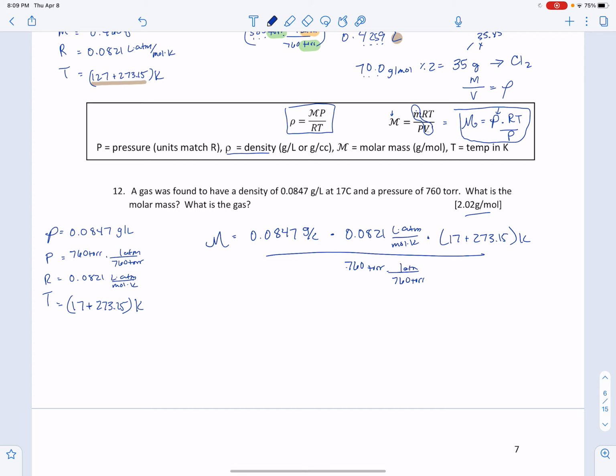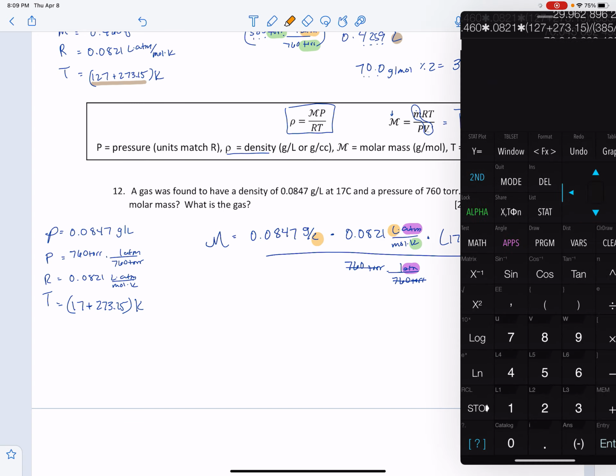And if you wanted to completely cancel those out, you can at this point. Notice that our atms will cancel. Our kelvins cancel. Our liters cancel. So we're left with grams per mole, which is perfect because that's what we want.